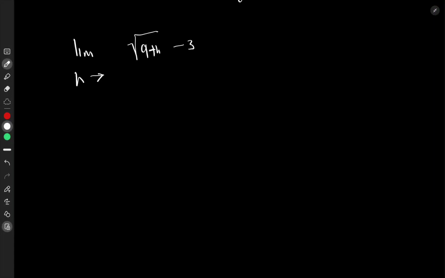Let's try to find the limit of this function, (√(9+h) − 3) all over h, as h approaches 0. But we know that for polynomials we can just plug in h and we'll get our limit. Here we can't really plug in h because this will be undefined. We really know that we can't divide by h.